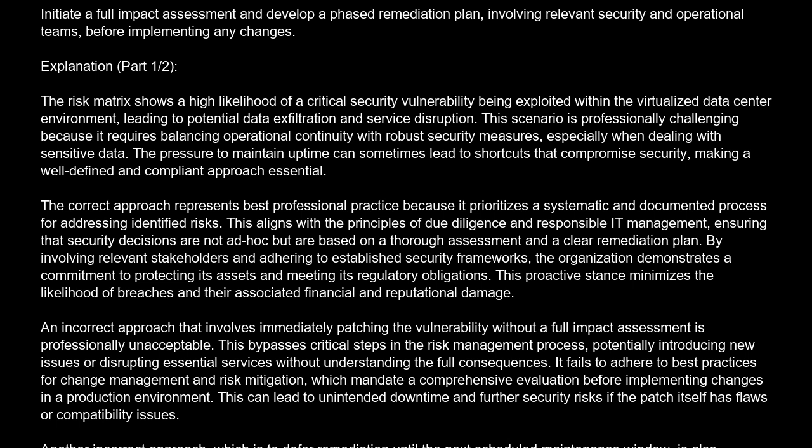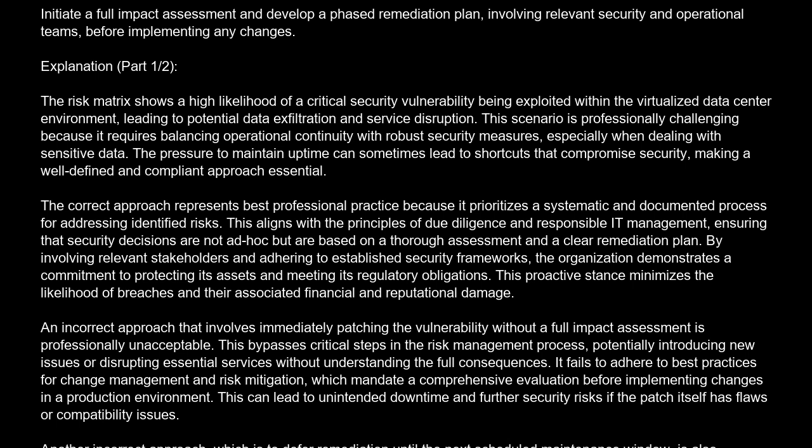By involving relevant stakeholders and adhering to established security frameworks, the organization demonstrates a commitment to protecting its assets and meeting its regulatory obligations. This proactive stance minimizes the likelihood of breaches and their associated financial and reputational damage.